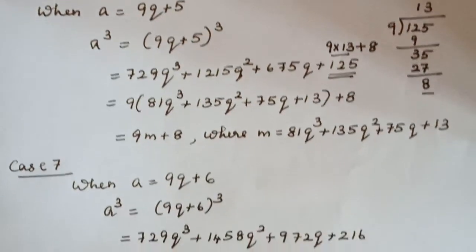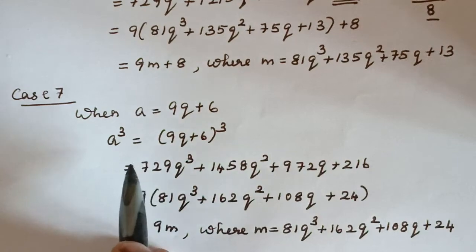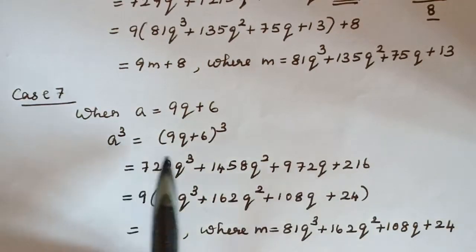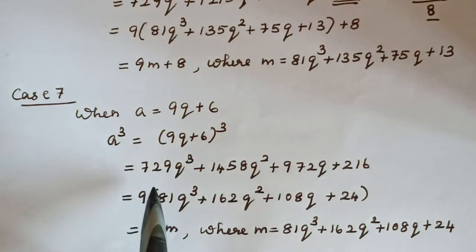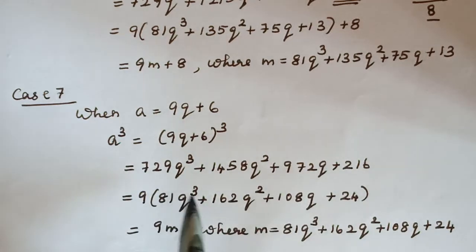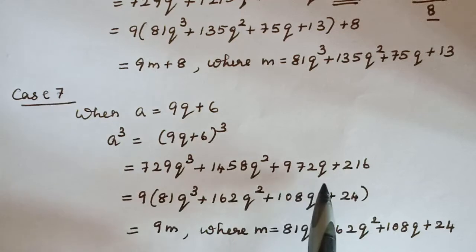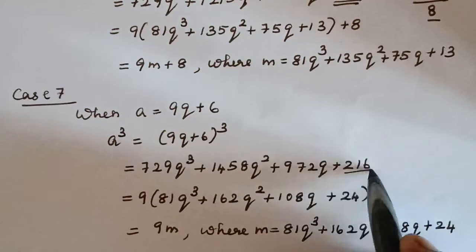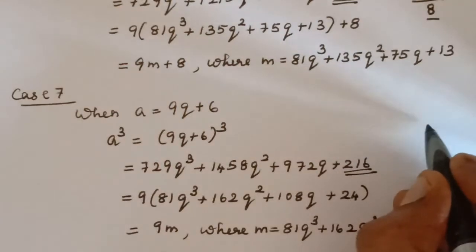Now we will see case 7. In case 7, when a is equal to 9q plus 6, a cube is equal to (9q plus 6) the whole cube. That is 729q cube plus 1458q squared plus 972q plus 216. Now this 216, we will divide it and check whether it is a multiple of 9.